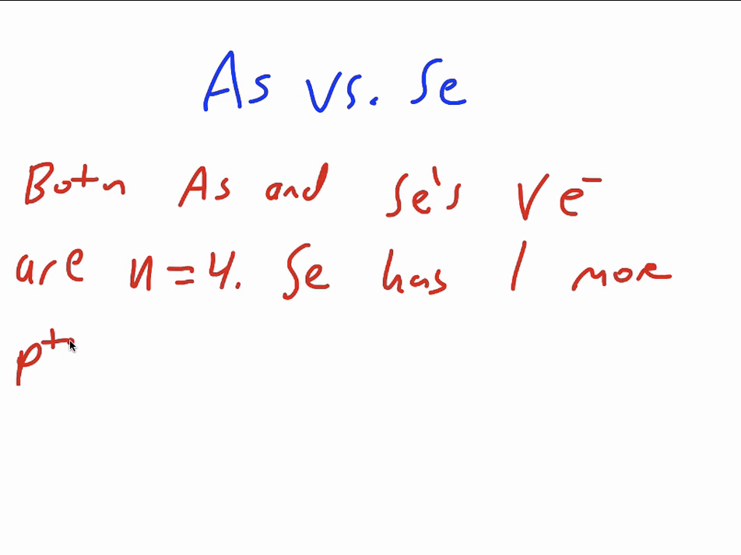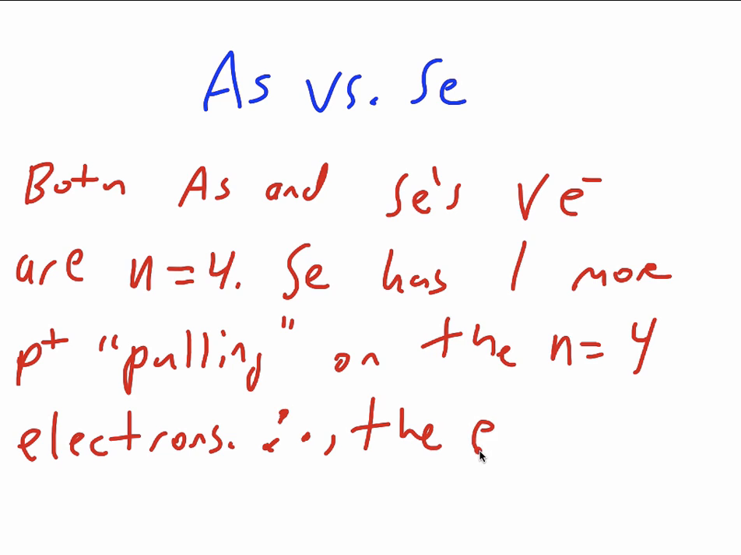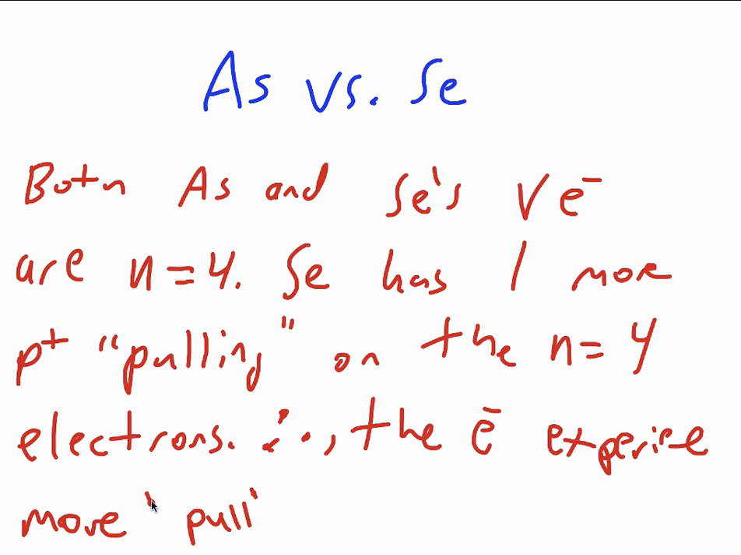And I'm going off the script that I showed you guys in class. One more proton pulling on the n equals 4 electrons. Therefore, the electrons, I'm just going to abbreviate electrons like that, experience more pull and have a higher IE.